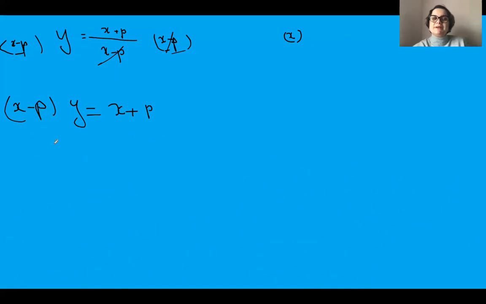Can you see there is a bracket here? So you need to do the expansion first, and then be careful you put on one side of the equation, which I advise you to put on the left-hand side, all the terms that have the x, so that you can factorize.